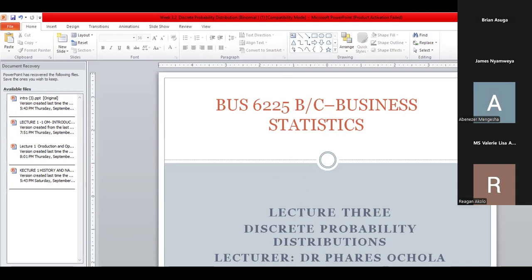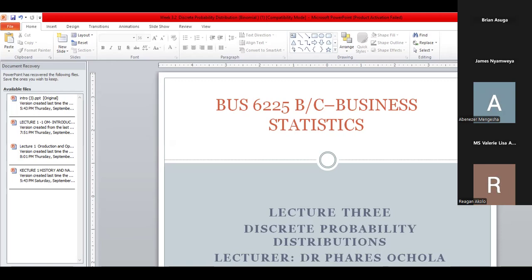Bi means two. Nomial simply means level. So two levels. So these are probability distributions that govern random variables that can only produce two outcomes. Yes or no. Adopt or not adopt. Defective or not defective. Success or failure. These ones can only be modeled using the binomial probability distribution.